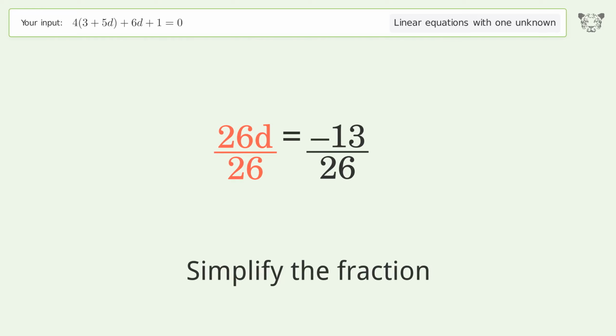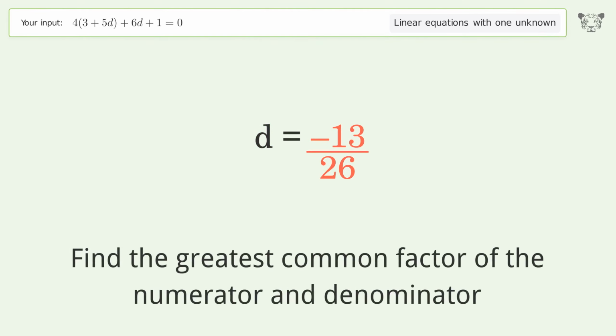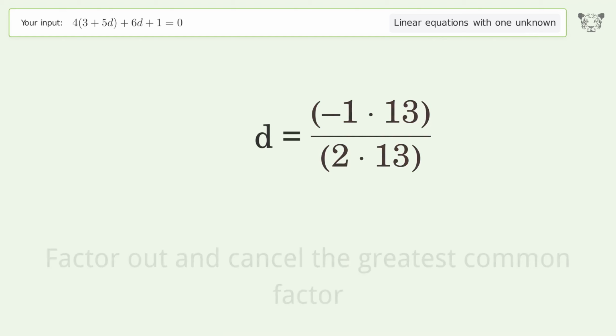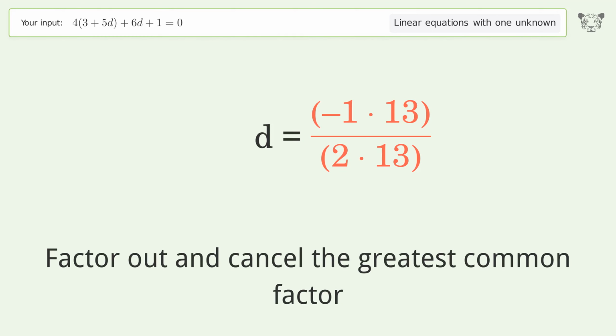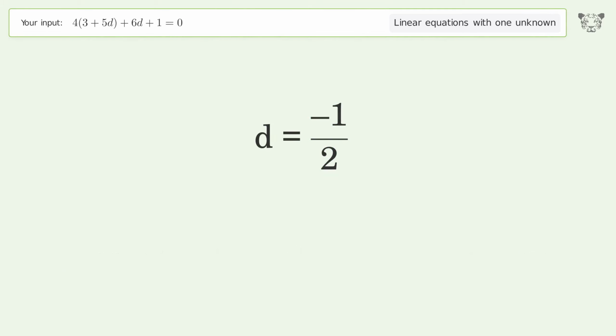Simplify the fraction. Find the greatest common factor of the numerator and denominator. Factor out and cancel the greatest common factor. And so the final result is d equals negative 1 over 2.